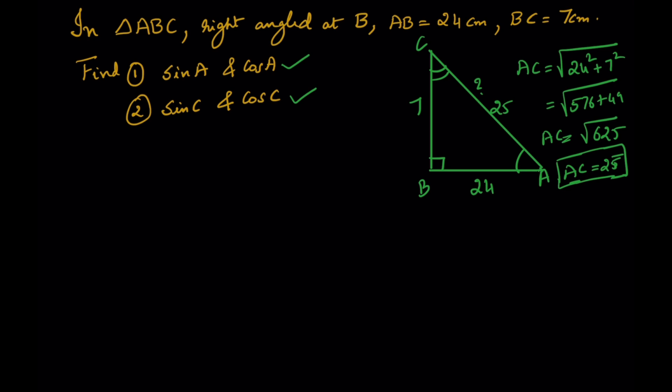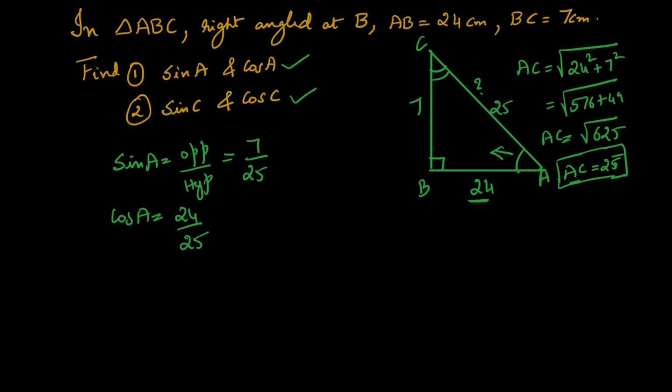Now we have to find sine A and cos A. So sine A is opposite by hypotenuse. So when we are standing here, the opposite side would be BC. So that would be 7 by 25, and cos A would be adjacent by hypotenuse, so 24 by 25.